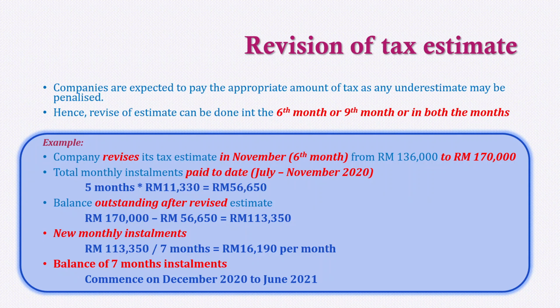So we have paid 5 months. We still have 7 months left because, remember, the total monthly installment is 12 months. So we have a balance of 7 months. So the outstanding just now divided by 7 months, we get RM 190 per month. This will be your new monthly installment starting December. So latest by 15 December, you pay every month until June 2021.